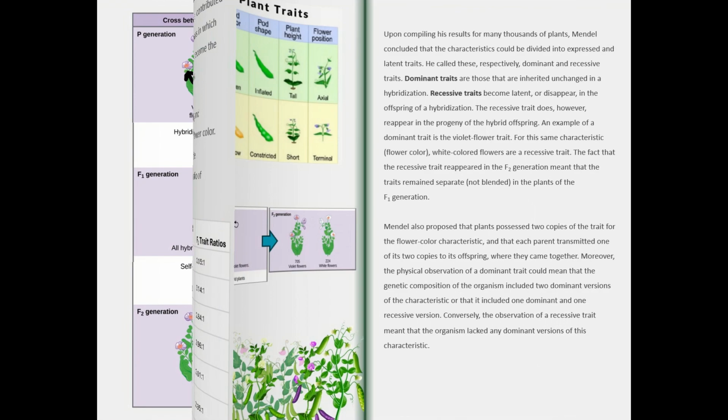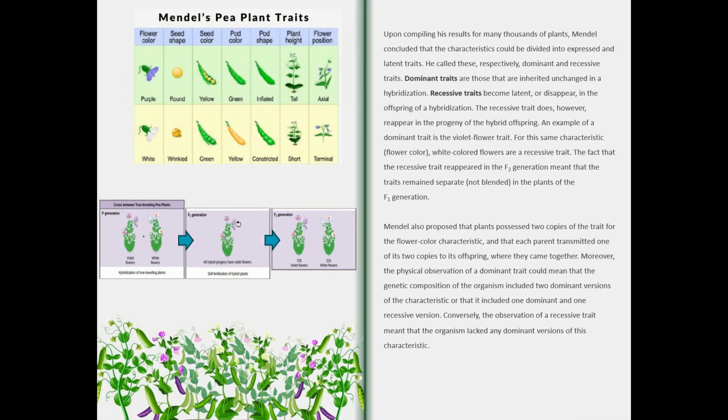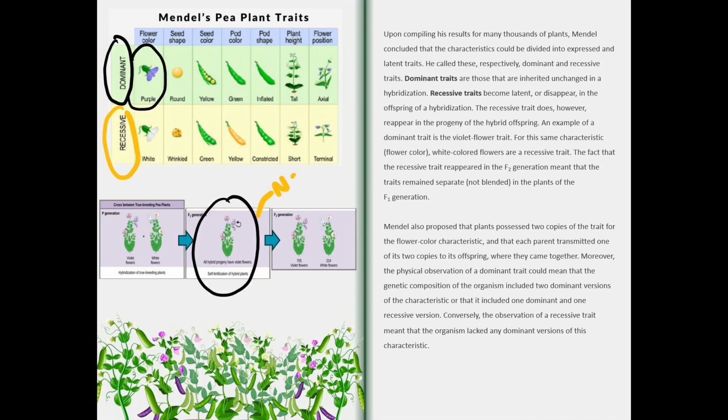Now, upon compiling his results, for many thousands of plants, mind you, Mendel concluded that the characteristics could be divided into expressed and latent traits. He called these, respectively, dominant and recessive traits. Dominant traits are those that are inherited unchanged in the hybridization. Recessive traits became latent or disappear in the offspring of a hybridization. The recessive trait does, however, reappear in the progeny of the hybrid offspring.